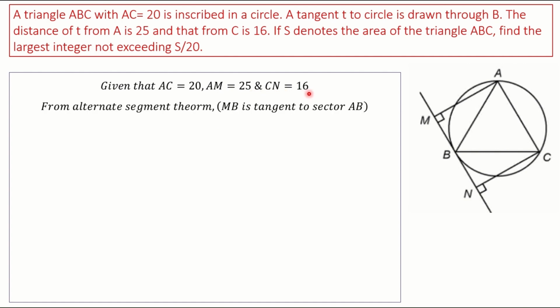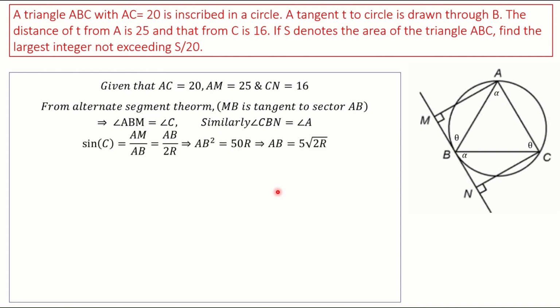This is what is given. From the alternate segment theorem, the angle ABM is equal to C, this is what we learned, and CBN, this angle, is equal to A. I just added theta and alpha there.